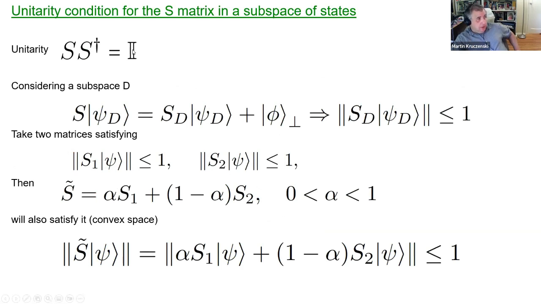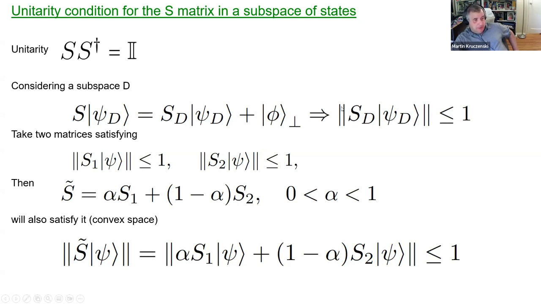So why am I arguing that this space is convex? Well, suppose you have the S matrix and you consider a subspace of states psi, and I apply the S matrix. I can separate the resulting state into a projection on the same subspace, for example, 2 particle states, which I call the reduced scattering matrix in the subspace, plus some perpendicular state. But the norm of this state is 1. That means that the norm of this part should be less or equal than 1.